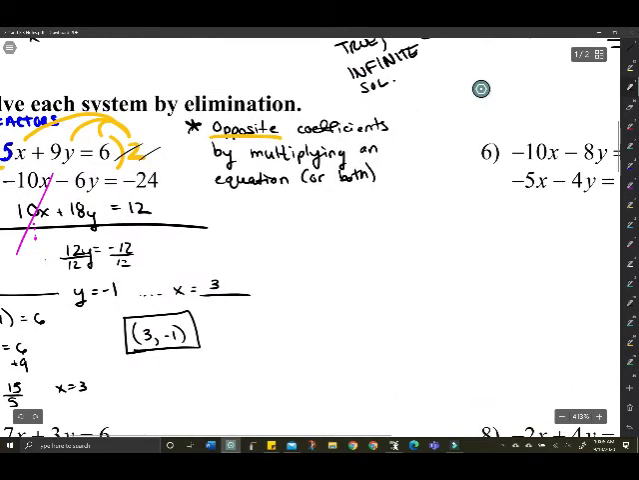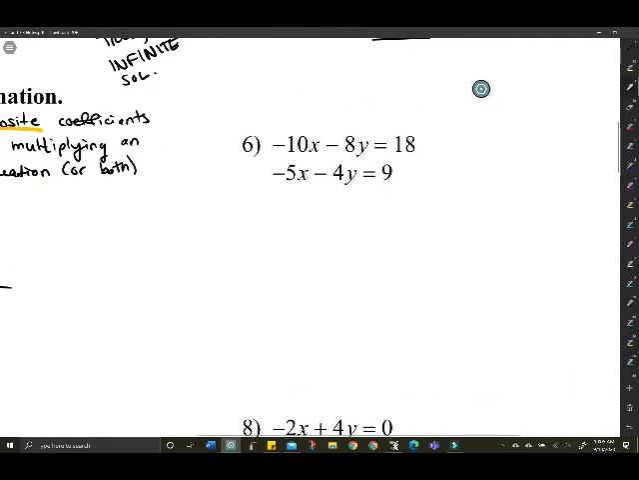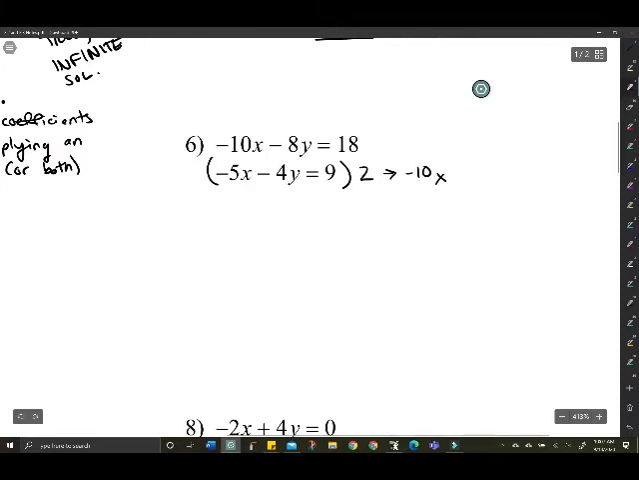Okay, looking at number 6. We have a similar idea here. So y and x could each go into one another. Let's multiply the bottom equation by 2. You can multiply either equation. What that will do for us is make it -10x minus 8y equals 18. And hey, we have the same thing in the numerator. Would you look at that?